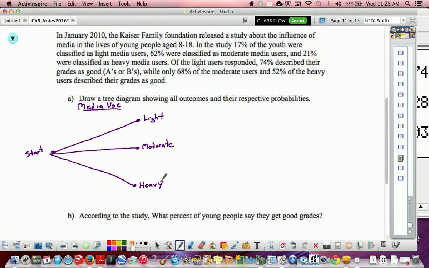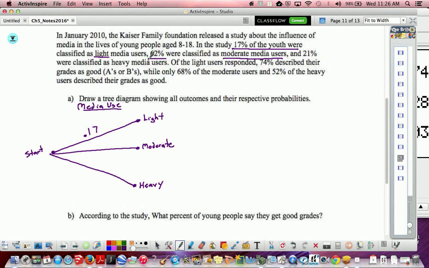So now, what we like to do with a tree diagram is to write the probabilities along the branches. So basically, as I start here and I go to light, I write what's the probability that I would go along that branch. Well, according to up here, it said 17% were light media users. So as a decimal, I write 0.17. I continue to fill out the rest of the branches.